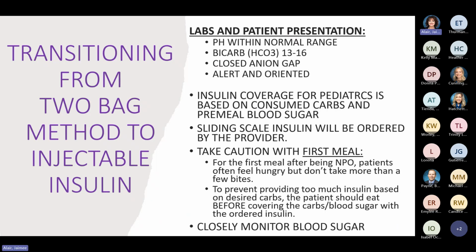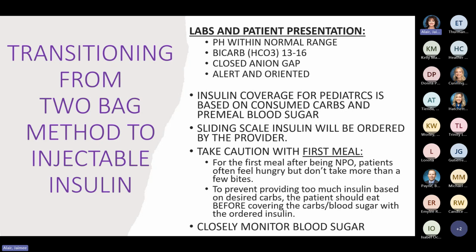When we're transitioning from the two bag method to an injectable insulin, there's several things that we're looking at. So we're looking at labs and the patient. We want to make sure that our VBG is back within normal range, that the anion gap is closed, and that the patient is alert and oriented. If the patient has any neurodeficit, I think they will wait and see, even if they're leaving the patient on the two bag for a little bit longer, and wait till the patient converts and is back to being completely alert and oriented. Insulin coverage for pediatrics is based on carbs and pre-meal blood sugar.